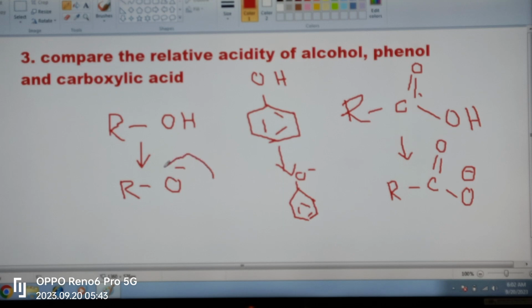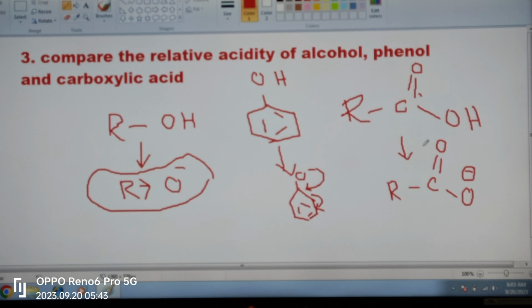If you see the conjugate base of alcohol, which is called alkoxide ion, it is very unstable due to the plus I effect of this alkyl group. So there is no extra stability factor. Consider we are taking only simple examples. Say this is ethanol, this is phenol, and this is acetic acid. In phenoxide ion, the negative charge on oxygen is stabilized by conjugation with the aromatic nucleus. So phenoxide ion is more stable than alkoxide ion.